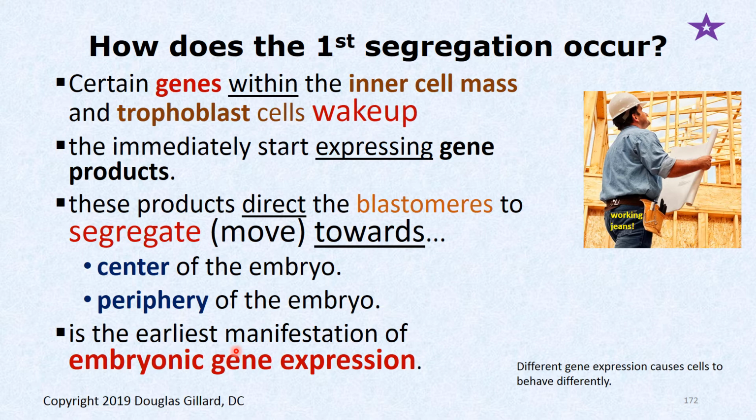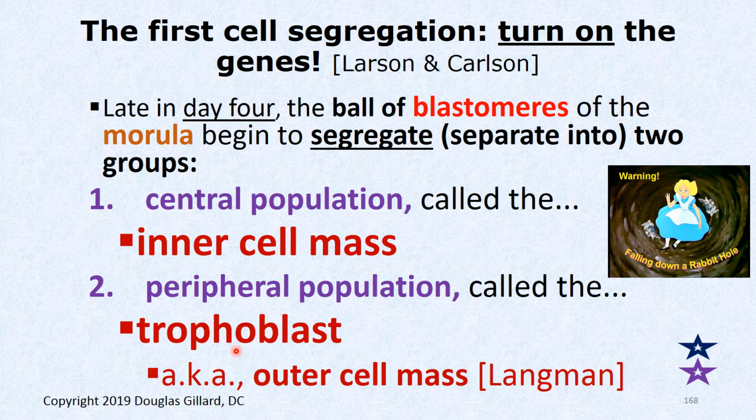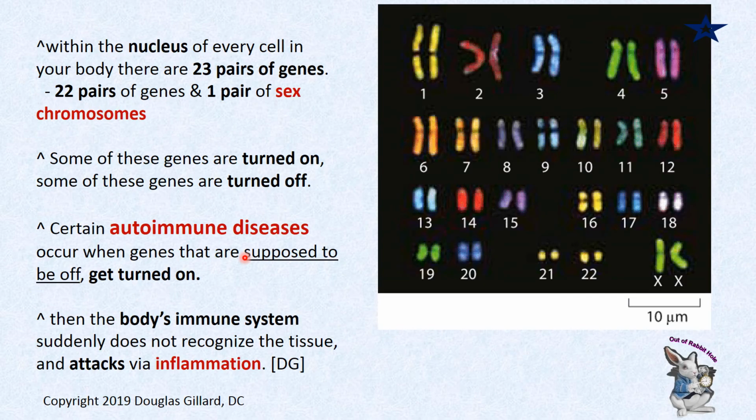All right, so how does that first segregation occur? Remember, back before we fell in that little rabbit hole. Oh yeah, I did put the rabbit hole sign. Our little ball of cells all of a sudden is starting to segregate into 2 different populations. We formed an inner cell mass and a trophoblast, but how exactly does that occur?